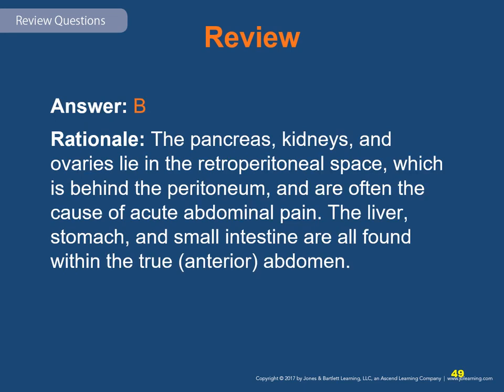The answer is B. The pancreas, kidneys, and ovaries lie in the retroperitoneal space, which is behind the peritoneum, and are often the cause of acute abdominal pain. The liver, stomach, and small intestine are all found within the true or anterior abdomen.